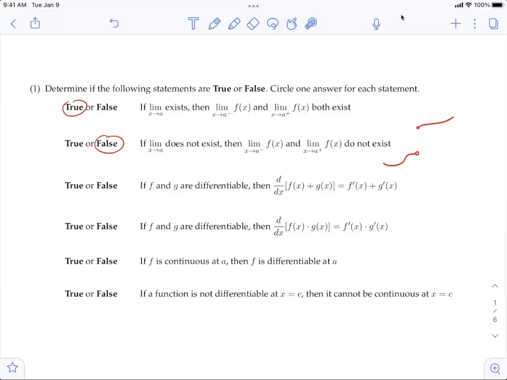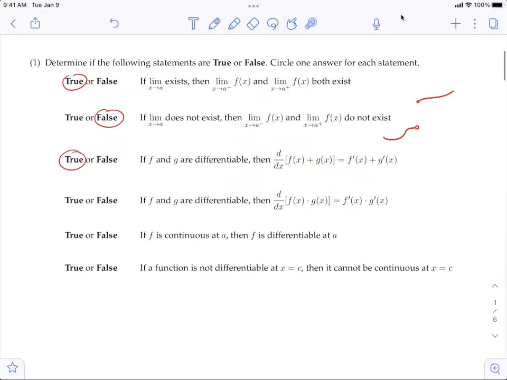The third question is if f and g are differentiable, then the derivative of the sum is equal to the sum of derivatives. So this is a true statement. The next question, if f and g are differentiable, then the derivative of a product equals f prime times g prime, which is incorrect. Right? So it should be a false statement. So the derivative of a product, f times g prime, is equal to f prime times g plus f times g prime.